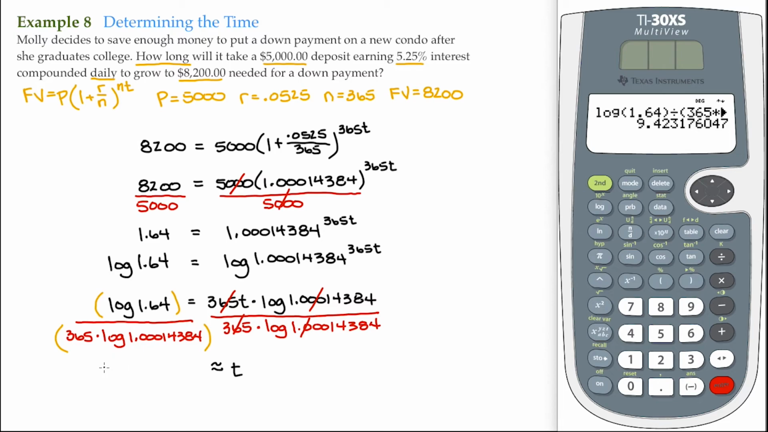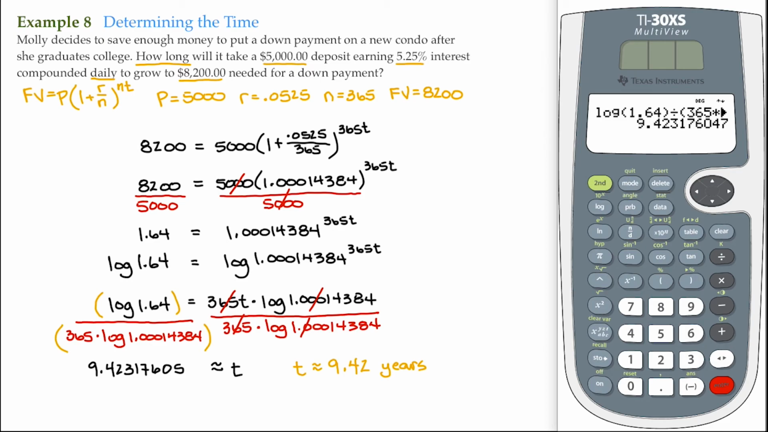So it's approximately 9.42317605. So the time is around 9.42 years. 0.42 of a year, that's around 5 months. So it's 9 years and 5 months.